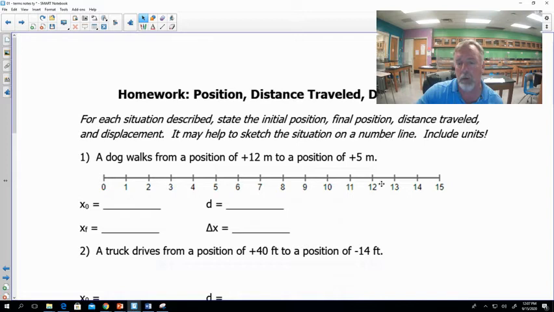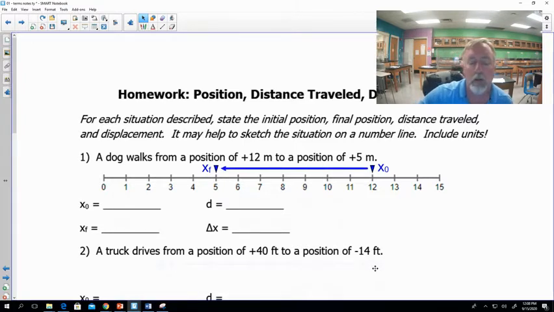And where did we start? So I'm going to label the number line. We started here, x0 was at 12. All right. Where do we end up? At 5. So I'm going to put an xf above our 5 on our number line. Now I'm going to draw an arrow connecting them. I'm going to start my arrow at x0 and end my arrow at xf. It helps us understand the direction we moved. Very important. The direction is very important for displacement.